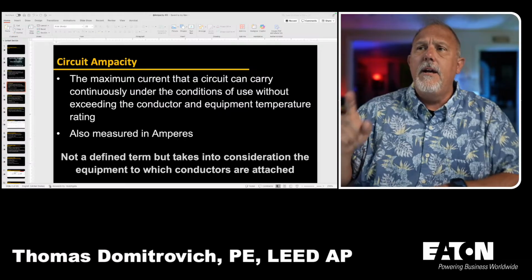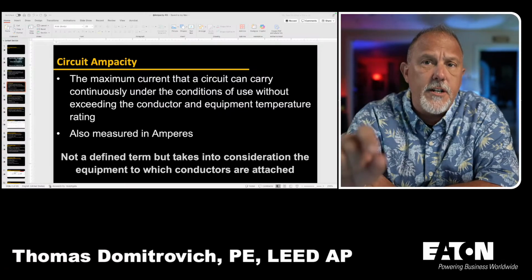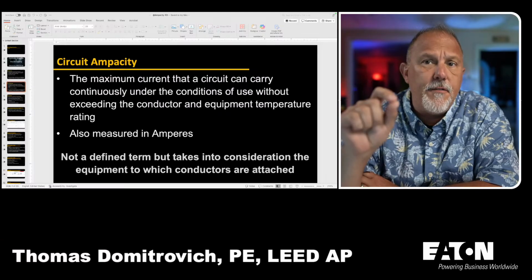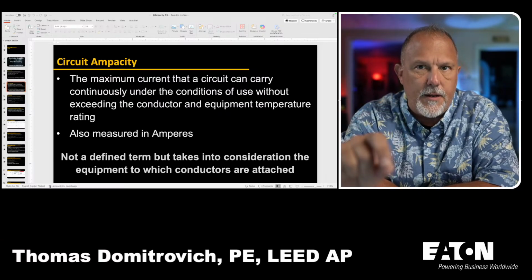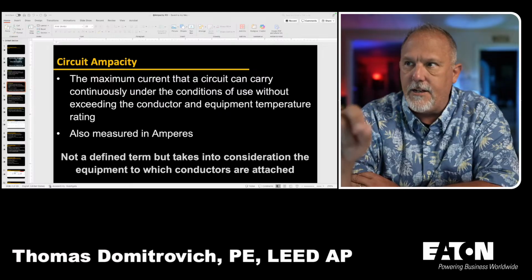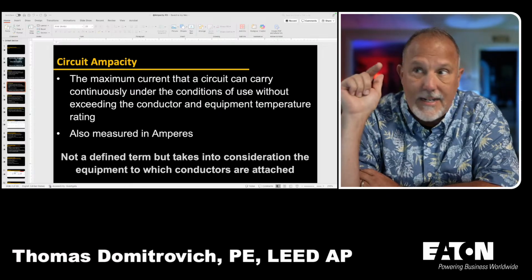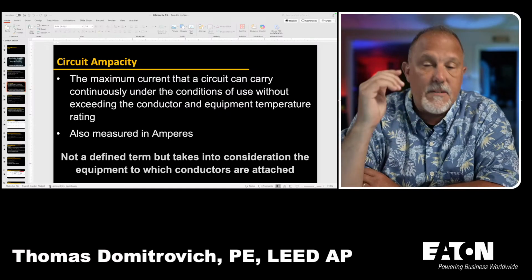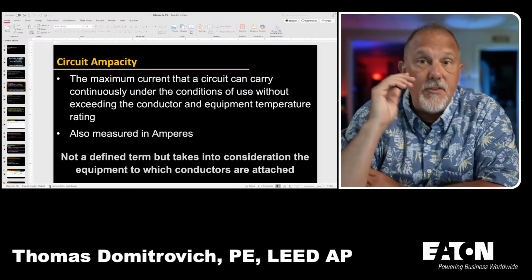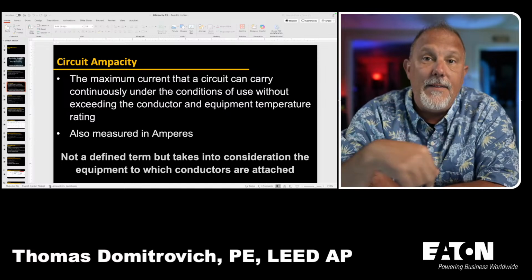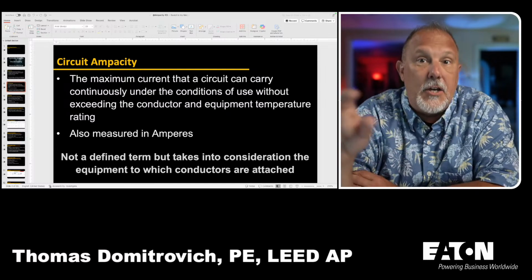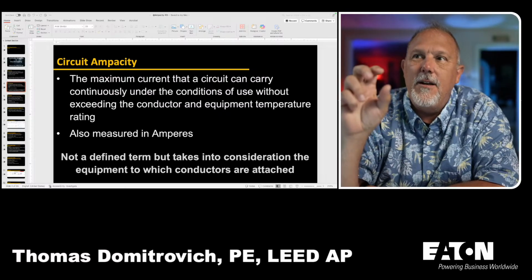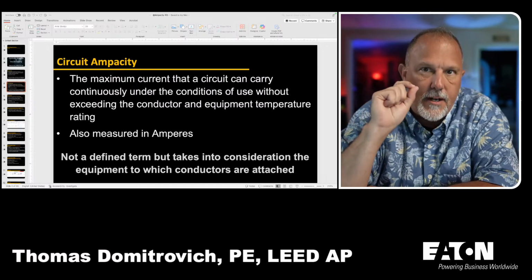So in any case, I am going to say I believe we have a circuit ampacity, which must take into consideration the maximum amount of current that the circuit can handle without exceeding the conductor and the equipment temperature rating. It's measured in amps. Okay, it's not a defined term in the NEC. This is the code by Tom. I'm going to create my own code book here, and I'm going to call it circuit ampacity.